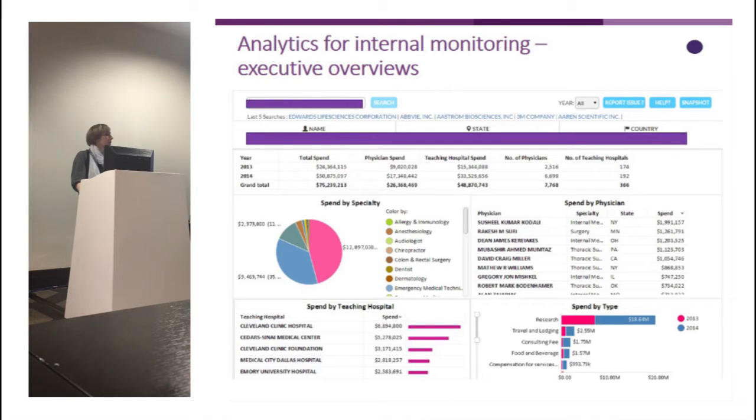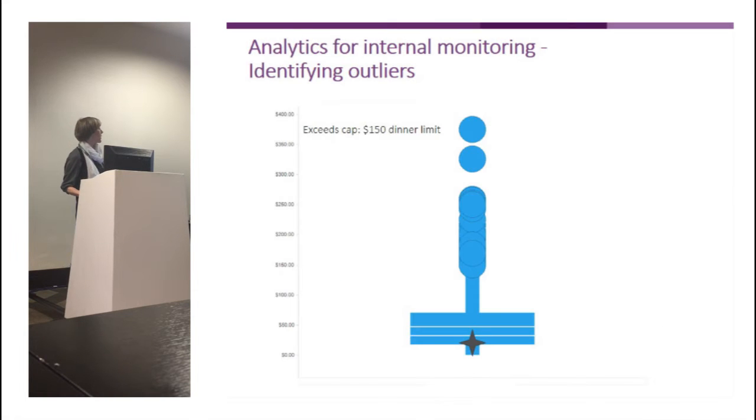I think we touched on the topic before that this might be a very good way to optimize processes as well and to see what are we doing internally and is there anything we need to improve. So another example for internal monitoring that we touched on yesterday as well is the use for identifying outliers.